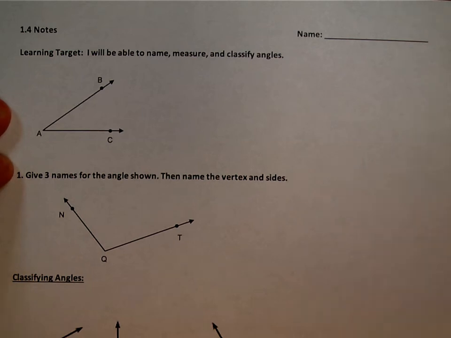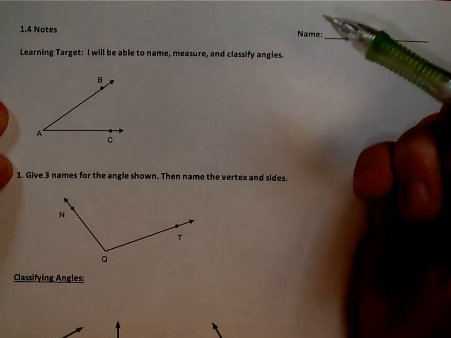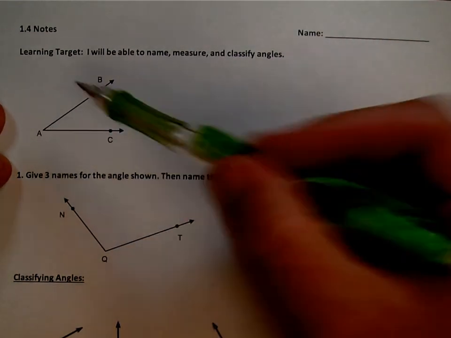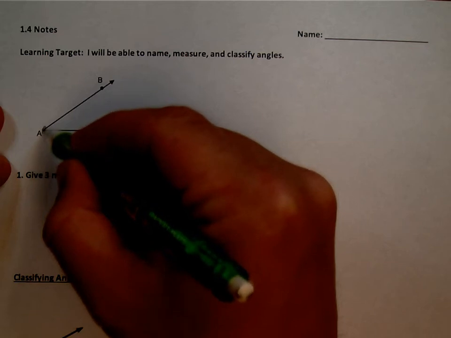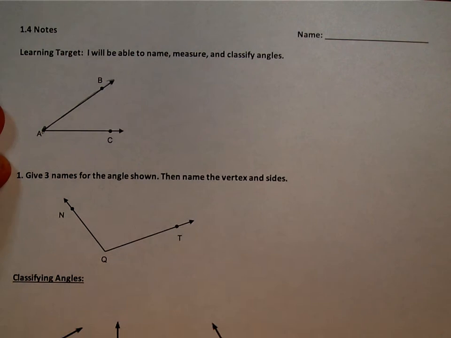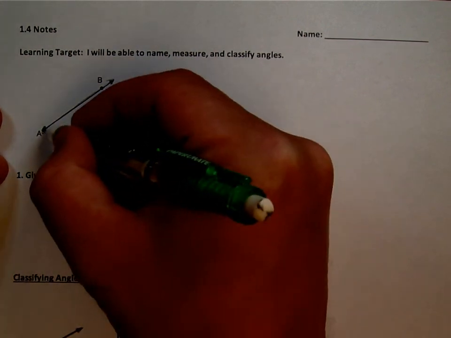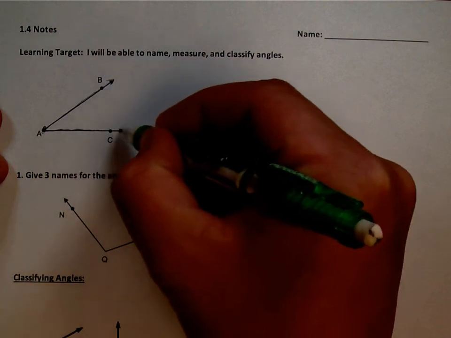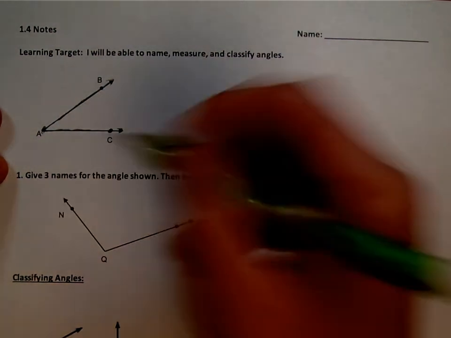In section 1.4, we're going to be talking about angles. An angle is made up of two rays that share an endpoint. So in this picture right here, if we start at A and travel through B, we have a ray. Then if we start at A and travel through C, we have an additional ray. Then we would call this whole thing an angle.